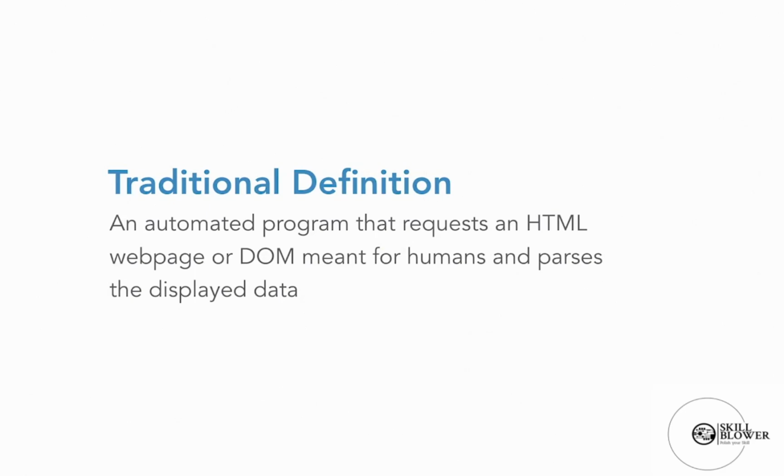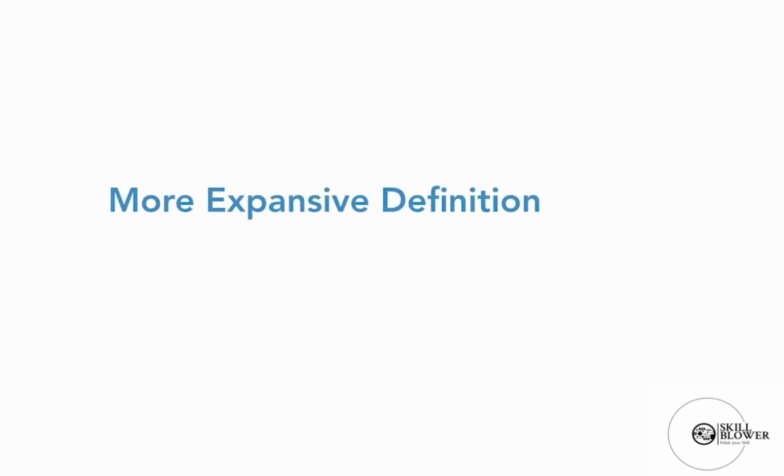So you may be familiar with the traditional definition of web scraping that goes something like: an automated program that requests an HTML web page or DOM meant for humans and then parses the displayed data. So I find this definition to be a little bit limiting. Not all data is HTML, right? Browsers are useful tools, and their DOM can be a great interpretation of this web data that sometimes we don't really need or care about. Is all data meant for humans? Sometimes it is, sometimes it isn't. Sometimes it's somewhere in between, right?